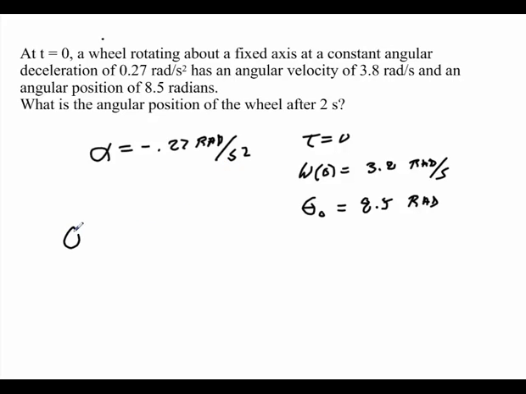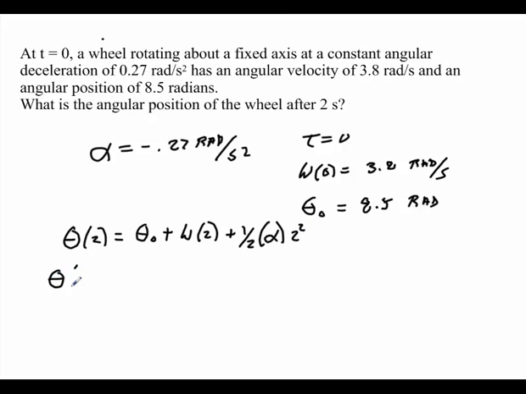Alright, then we can go back again to the rotational kinematic equation. We can say the position at 2 is going to equal the initial position plus the angular velocity times 2, plus 1/2 times angular acceleration times 2 squared. Now let's put these values in and we can solve this problem.